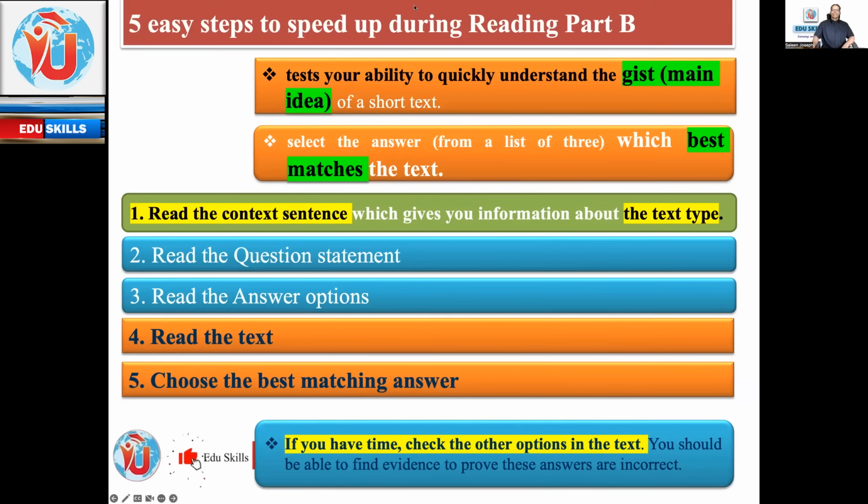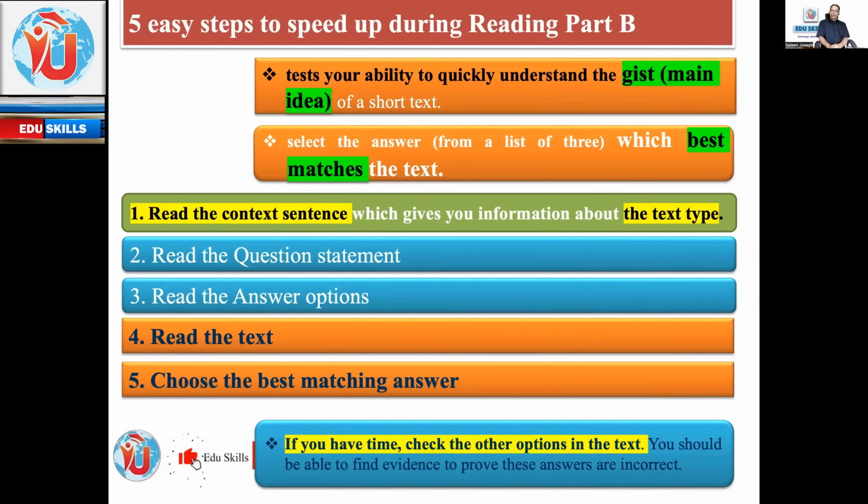The first thing is to test your ability to quickly understand the gist, the main idea of your short text. In Part B, they test your ability to understand the gist or the main idea, the focus of the idea, the main theme of the text or paragraph. Select the answer from a list of 3 which best matches the text. You have to select the best answer out of 3. Not the right answer, but the best answer. Maybe 2 are right, so you'll have to choose between those 2 rights, which is the best, or the accurate or the most appropriate answer.